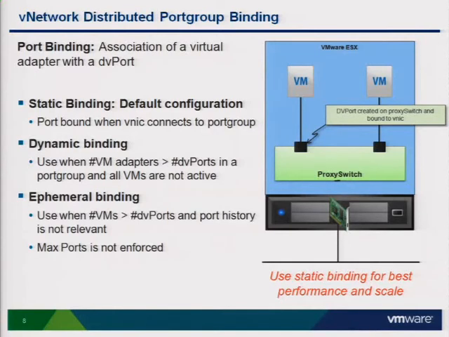The third type of port binding is ephemeral port binding. This is the most transient form of port binding. In this mechanism, every time a VM is powered on, a DV port is instantiated within that DV port group and bound to that virtual machine. And every time the VM is powered off, it's unbound and destroyed. So you'd want to use this when you have a very large number of VMs and you don't really care about the nature of port to vNic binding or the history of the port itself.